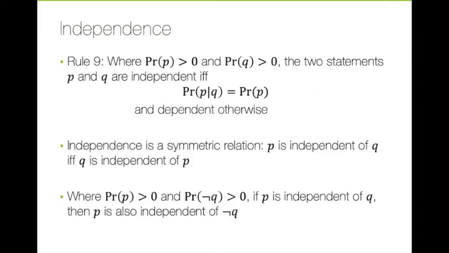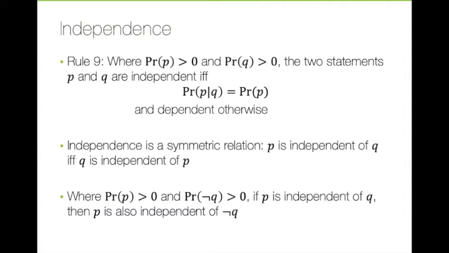What we want now is a formal test for whether or not 2 statements are independent. And we can get one by using conditional probabilities. So if we take the probabilities of P and Q that are greater than 0, so there has to be some chance of P and Q being true, those 2 statements are independent if and only if they meet this condition. The probability of P given Q is equal to the probability of P. Otherwise, the statements are dependent.